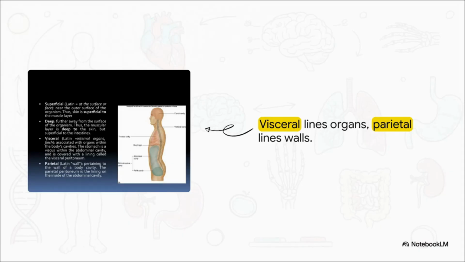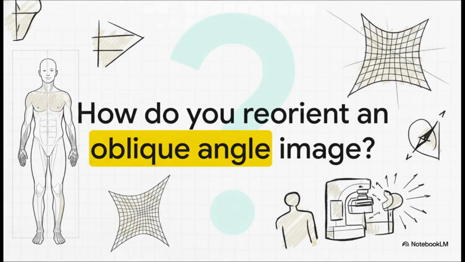Let's see how this plays out with real structures in the abdominal cavity. The stomach is a viscus, an internal organ. Because of that, the protective lining that tightly hugs the surface of the stomach itself is called the visceral peritoneum. On the other hand, the lining on the inside of the abdominal cavity wall, the actual container holding those organs, is called the parietal peritoneum. Just remember, visceral hugs the organ, parietal lines the wall. It's that simple.